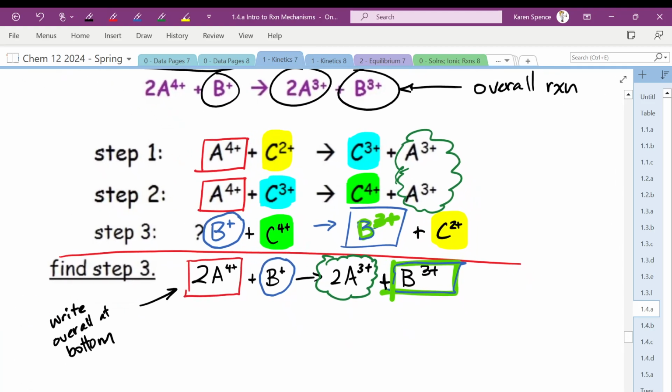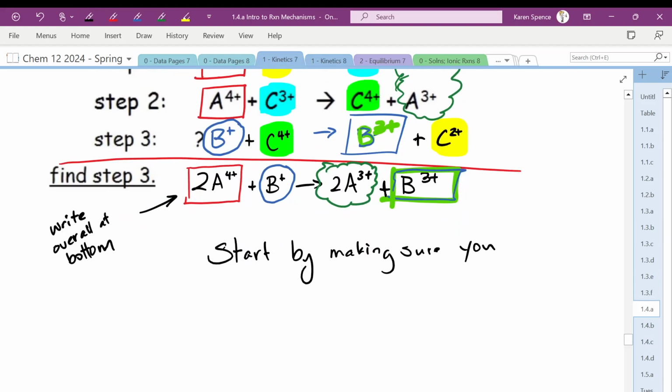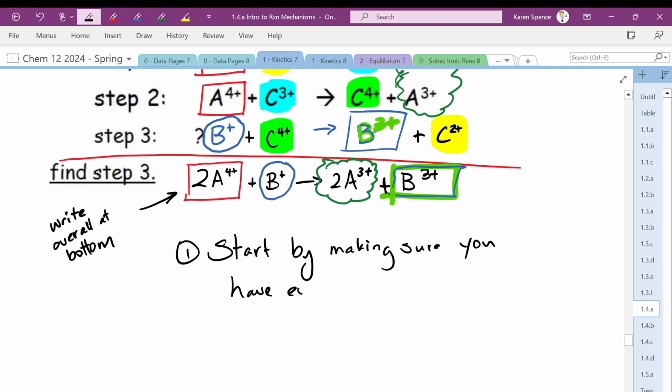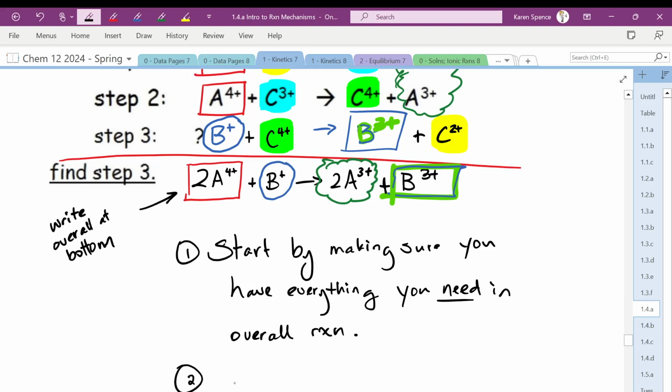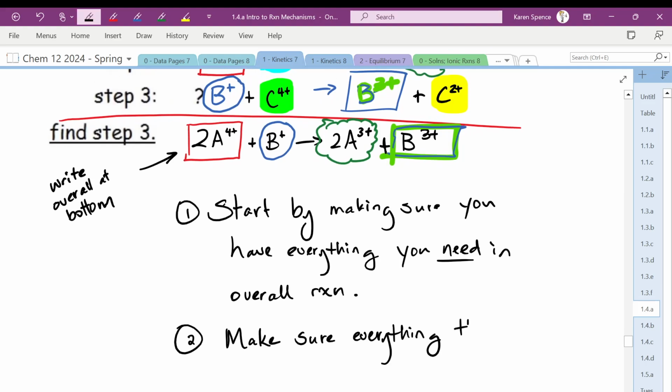So basically, the easiest way to do it is to start with all the things in the overall reaction, make sure that you have them, and then make sure everything else cancels out. Everything that needs to cancel out.